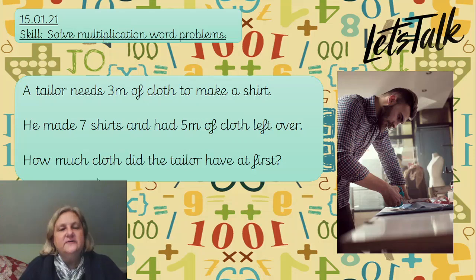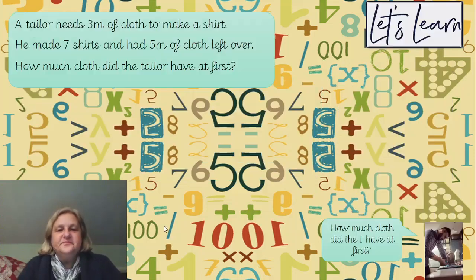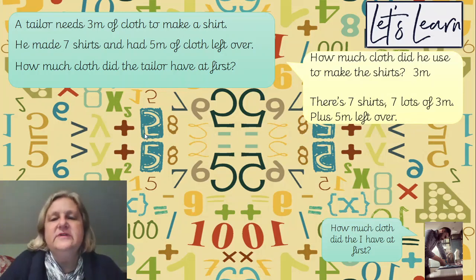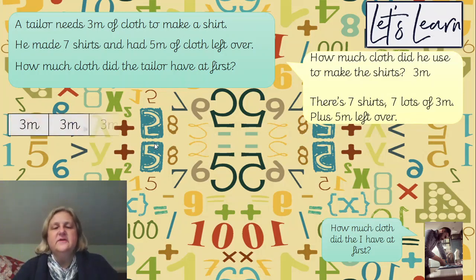Okay, you can restart. Hopefully you've done that. Let's have a little look. So this is exactly the same question. There's 3 metres of cloth for 1 shirt, and he's making 7 shirts, so 7 lots of 3. But there's a little extra bit here. He has 5 metres of cloth that's just left over from having made them. So he's made them, and at the end he's left with 5 metres of cloth. So how much cloth did he use to make the shirts? We've got 7 shirts, 7 lots of 3 metres, plus 5 metres left over.